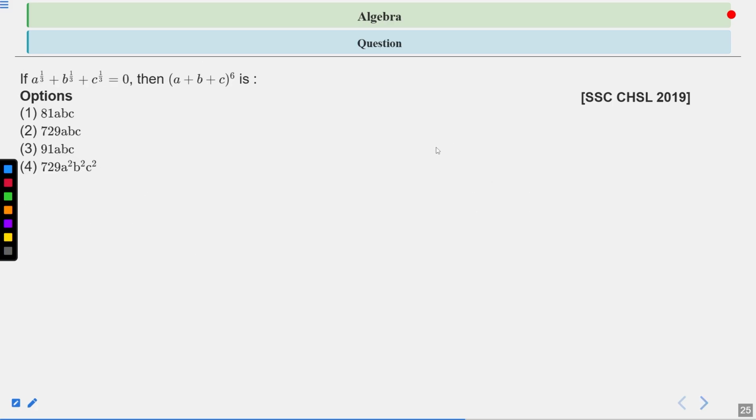If a to the power 1 by 3 plus b to the power 1 by 3 plus c to the power 1 by 3 equals 0, then a plus b plus c whole to the power 6 is. And this question was asked in the SSC CHSL exam in 2019. So there are 4 options. First one is 81abc, second is 729abc, third one is 91abc, and fourth one is 729a square b square c square. Now you have 10 seconds to analyze the question. Your time starts now.